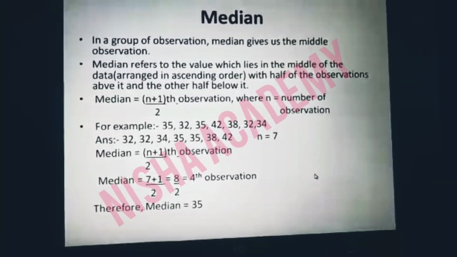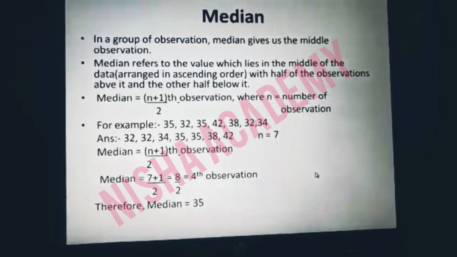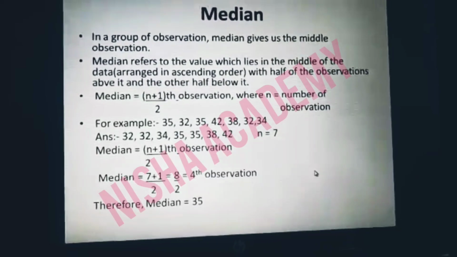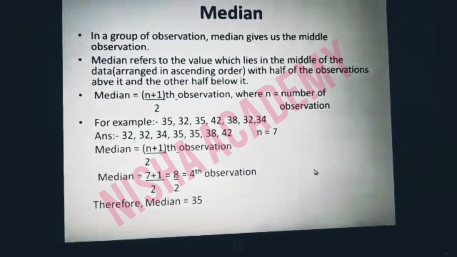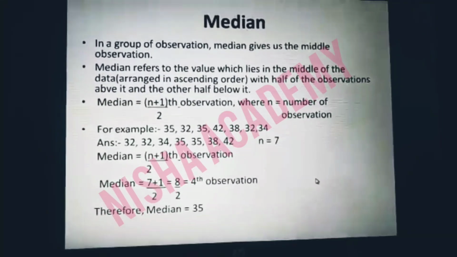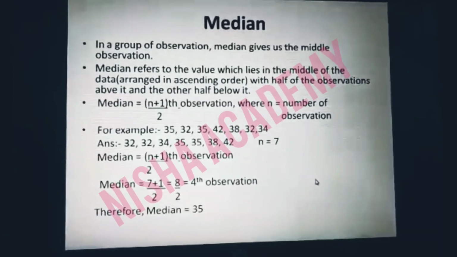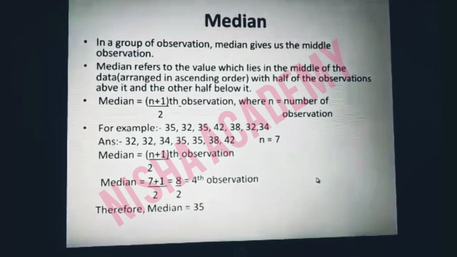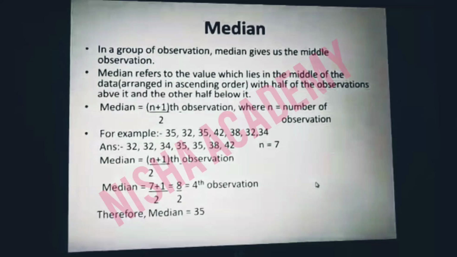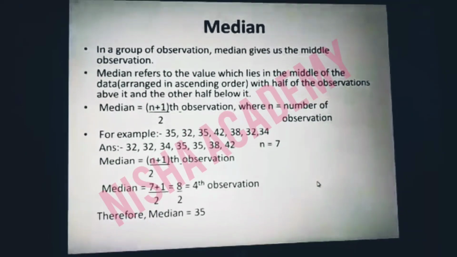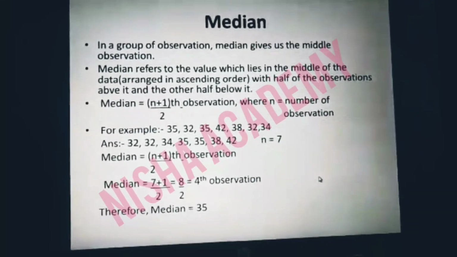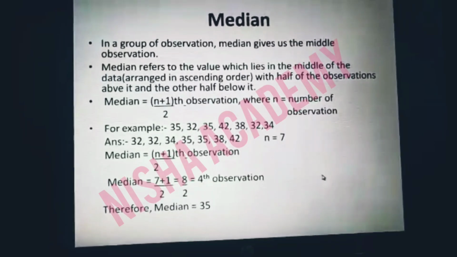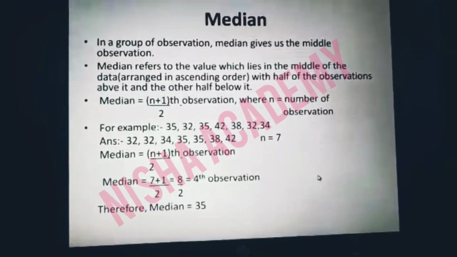To find median, first we need to arrange the observations in ascending order. Ascending order means smaller to bigger, and then you can calculate the median, which will give you the middle number, the middle observation. So half of the observations will be above median and half will be below median.